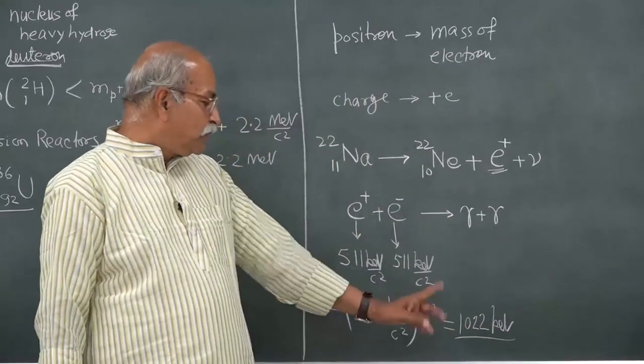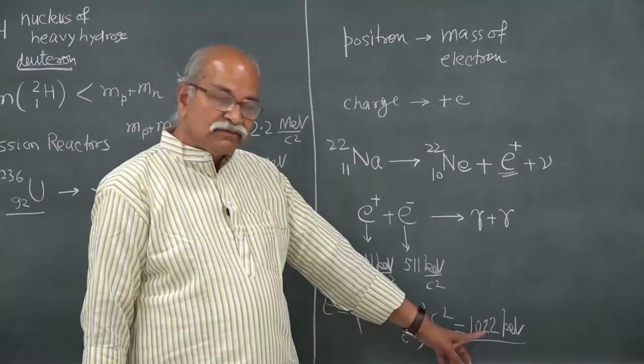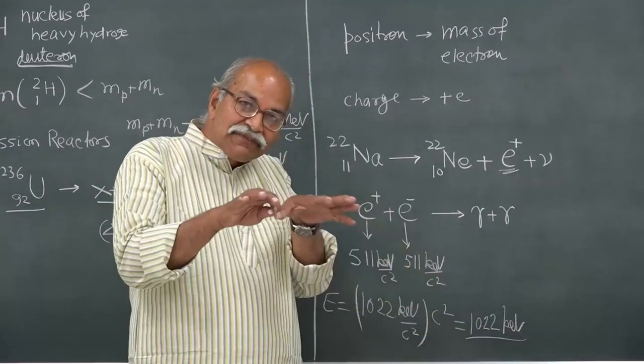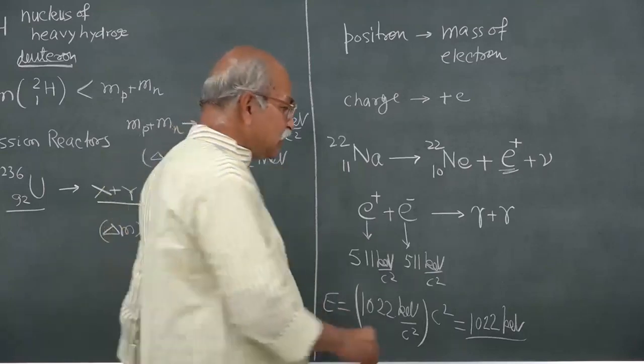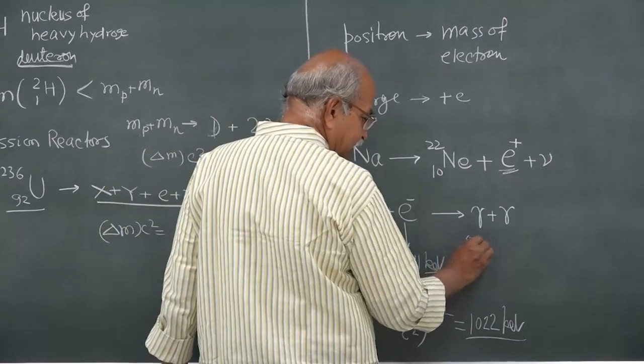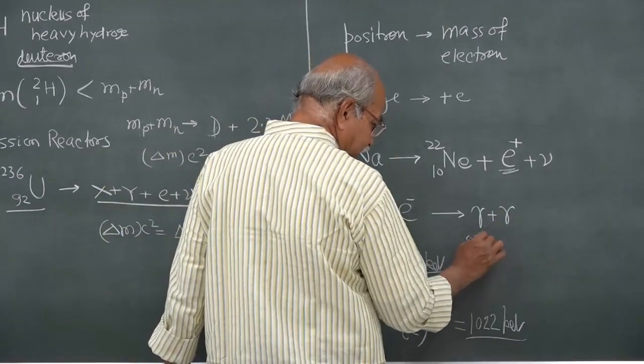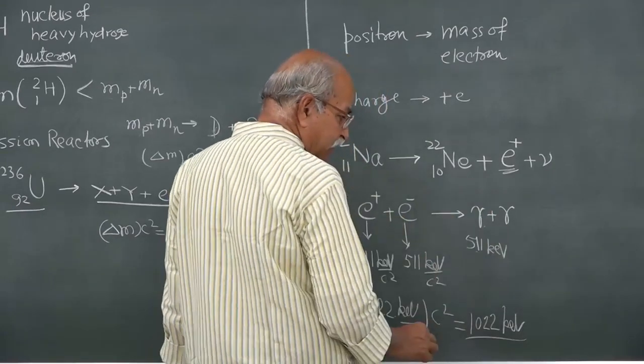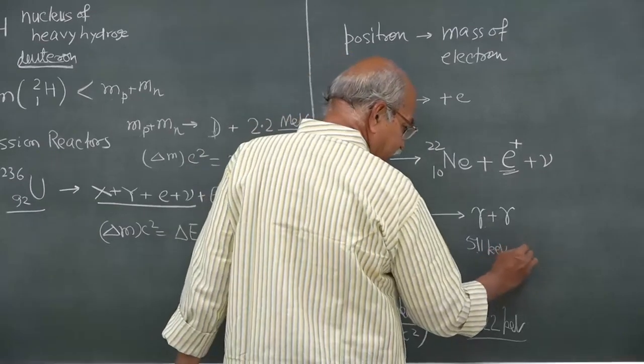But you do not have 1 gamma with this energy, you have 2 gammas, 511, 511. Okay. So, this is 511. Now, this is energy, this I am writing as energy. I do not write the mass of a gamma particle, it is massless. This is 511 keV.